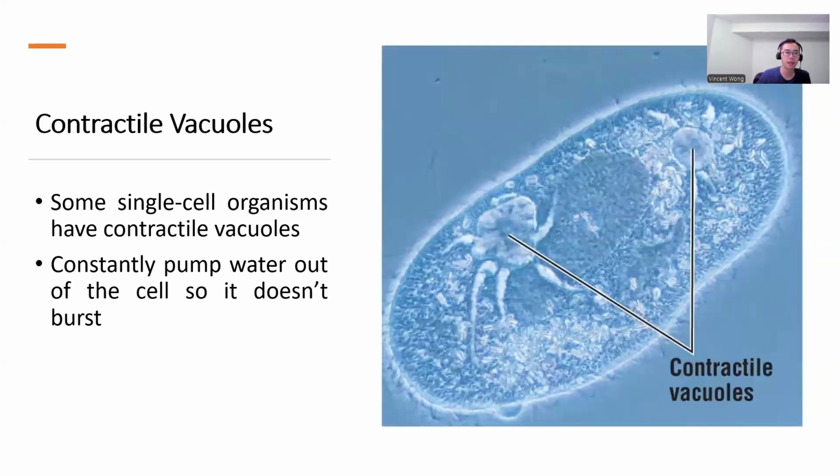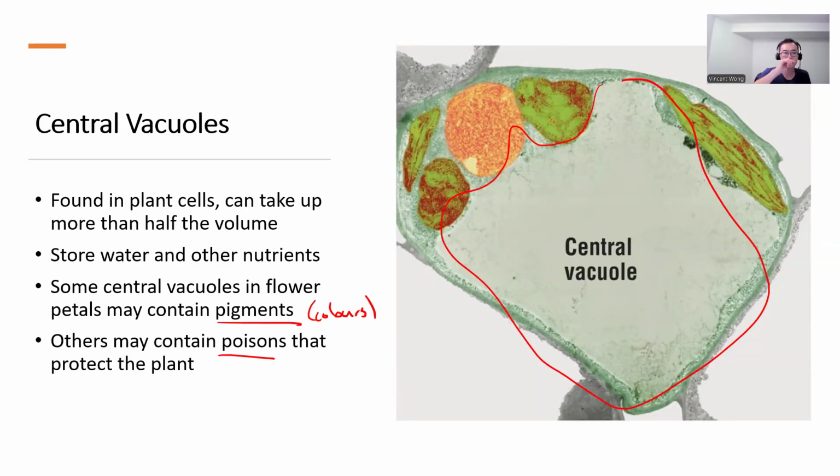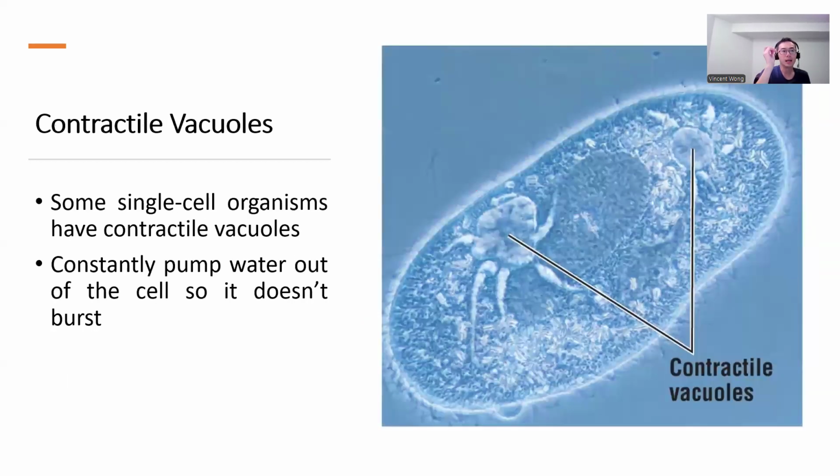Excellent. But excuse me, do you have vacuole in animal cell? We do not have a central vacuole in animal cells. All right. Central vacuole is not the only kind of vacuole. There are other vacuoles that exist.